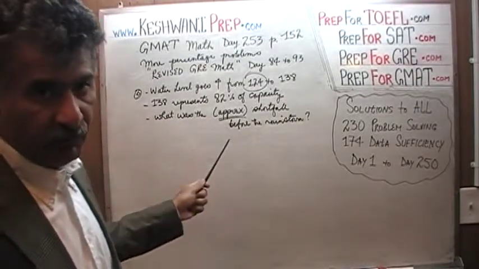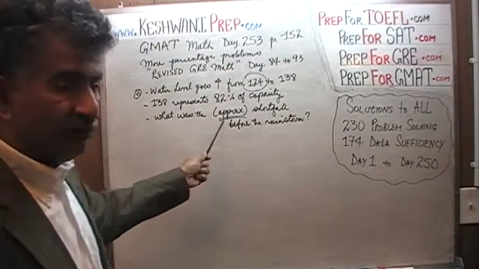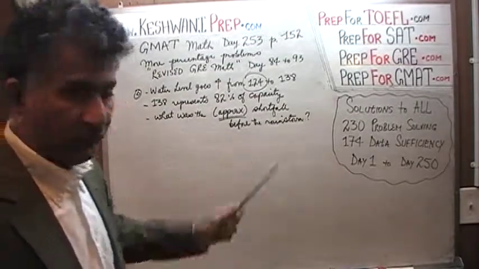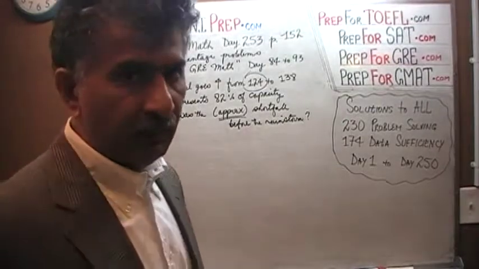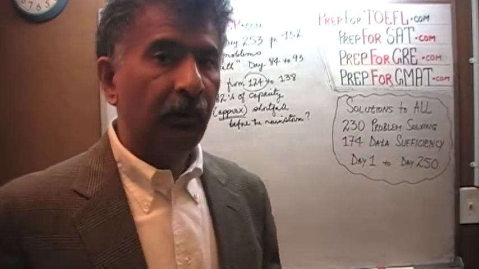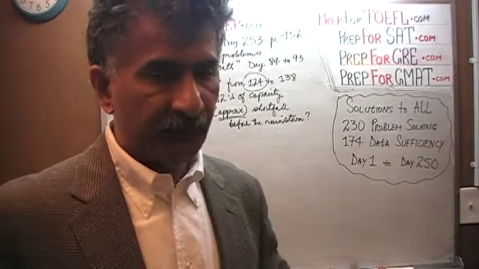The question is very straightforward. What was the approximate shortfall before the rainfall? Not what is the shortfall now, but what was the shortfall before it rained? Let's find out, shall we?